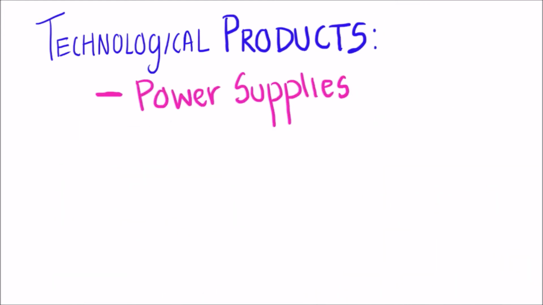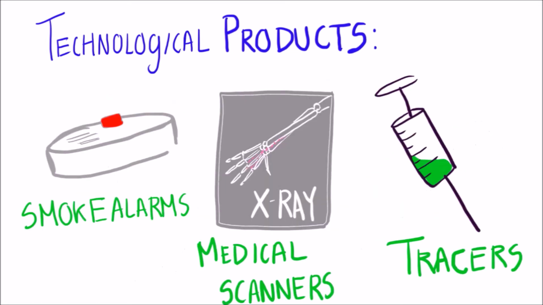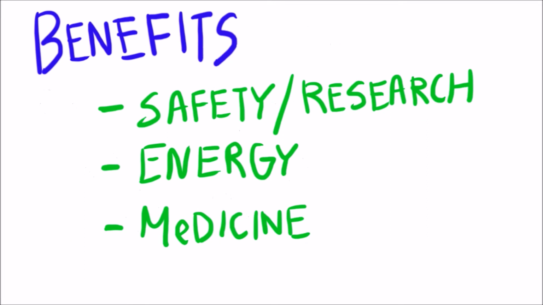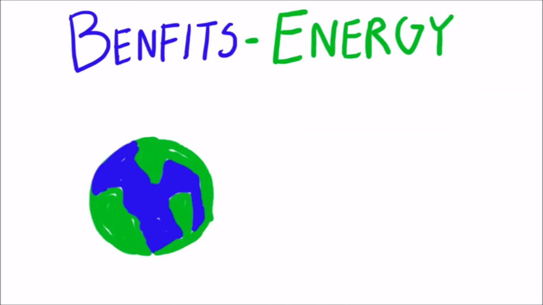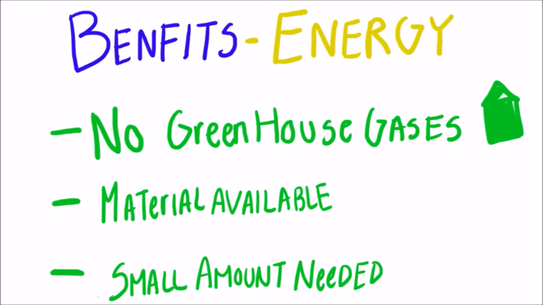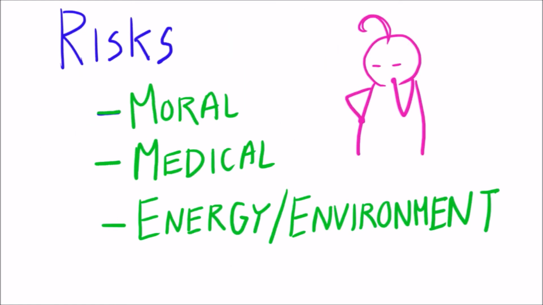Technological products that use radioactive isotopes are pacemakers, satellites, submarines, smoke alarms, medical scanners and tracers, fuel rods, bombs, and energy. The benefits of radioactive isotopes are for safety and research, energy, and medical purposes. As concern about global warming increases, interest in nuclear power spikes. Nuclear power generates no greenhouse gases, the materials are available, and it's only needed in small amounts. However, radioactive isotopes have risks. They involve moral, medical, and energy and environmental concerns.